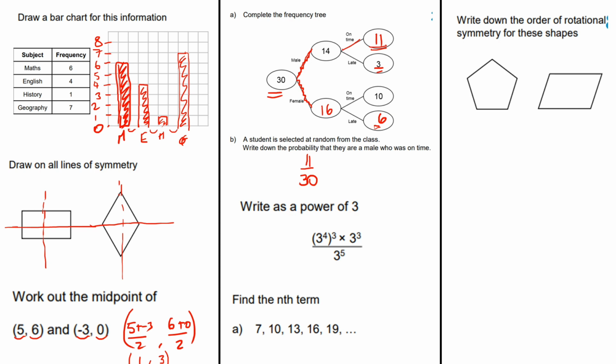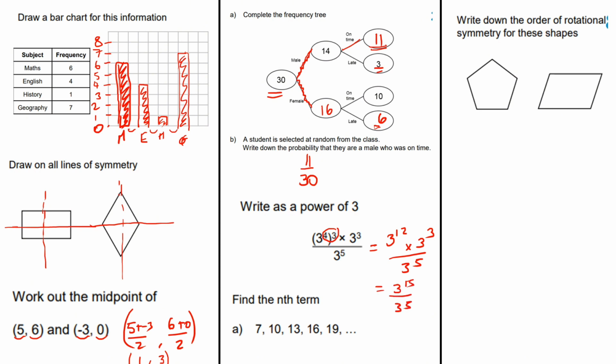Write as a power of 3. Oh, I like this question. So (3 to the 4) to the 3. Remember, when you have a power to a power, you times these 2 powers to get the new power. So that's going to be 3 to the 12 times 3 to the 3 divided by 3 to the 5. When you're multiplying them and we've got the same base, you add the powers. So that's going to be 3 to the 15 over 3 to the 5.